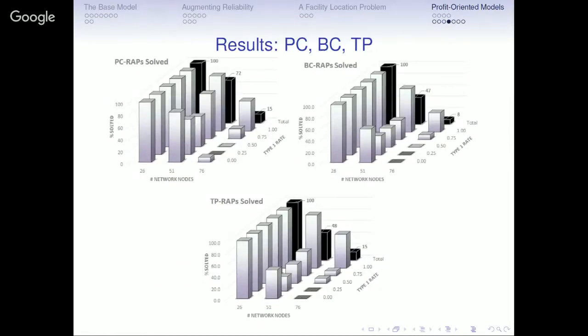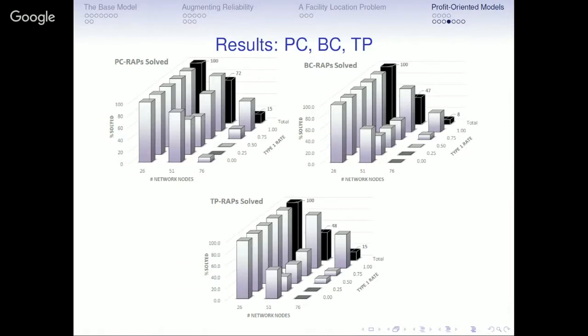So I'll give you a couple of results for this problem using this arc-based cut set formulation. On the left upper hand side, we see the price collecting version, the budget constraint on the right, and on the bottom, the target profit. And these are the instances that we could solve. The vertical axis shows the percentage of instances solved.